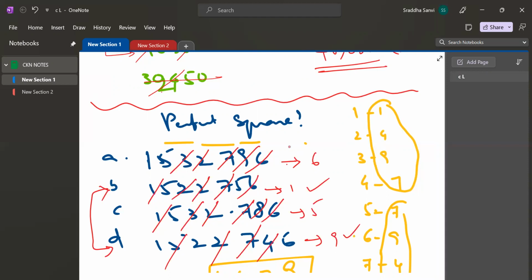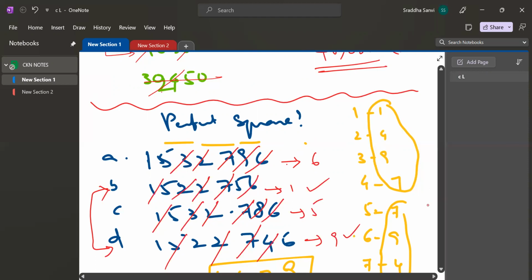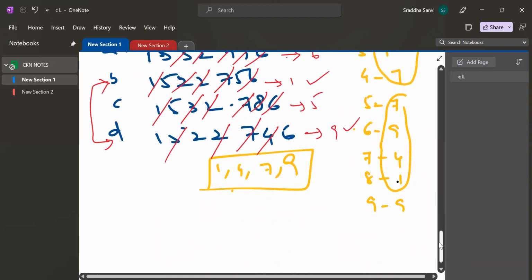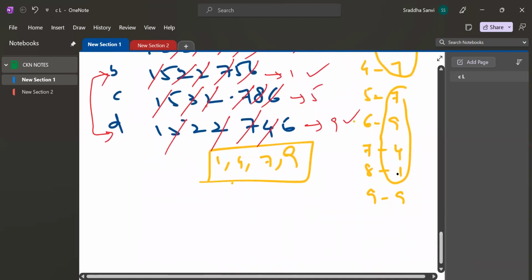So between B and D, you have only one answer which can be a perfect square here, right? For this question, they have given only one answer. You don't have two answers. I need to eliminate one option between B and D. Your option B is 1522756. Your option D is 1522746. I just do some groundwork.